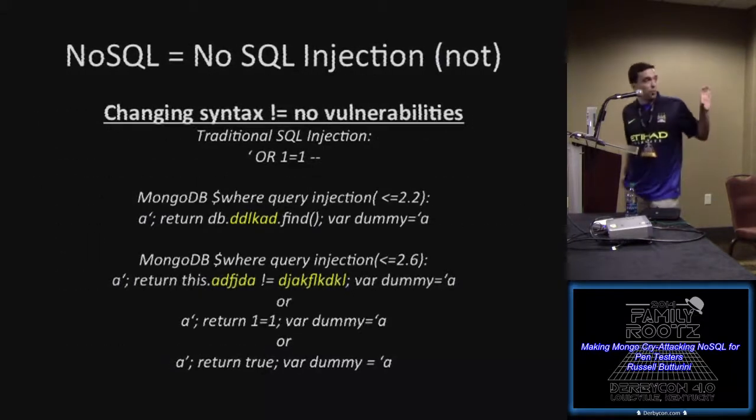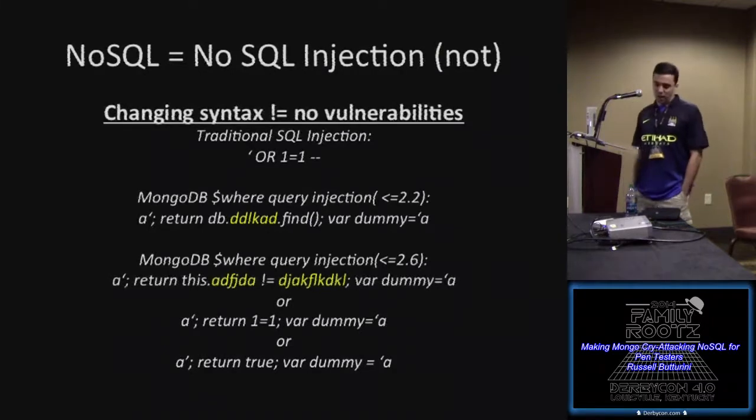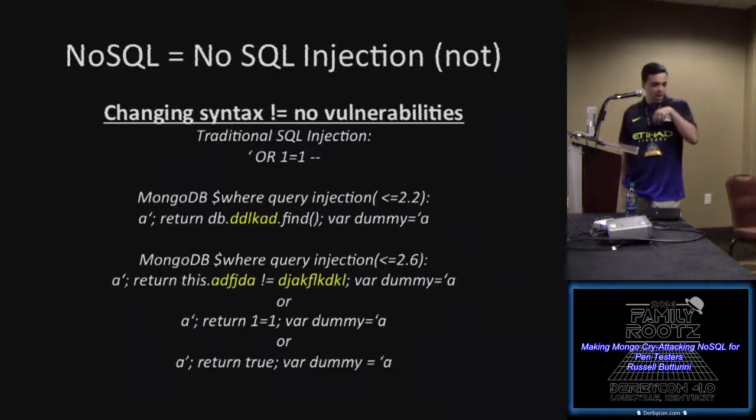So now we get into some of the really fun stuff. One of the common misconceptions about NoSQL databases is that there's no NoSQL injection. And yes, can you go pick where 1 equals 1 dash dash? No, that doesn't work. But that's just because the syntax has changed. We can still do all the same things we did before. And it's the exact same concept.